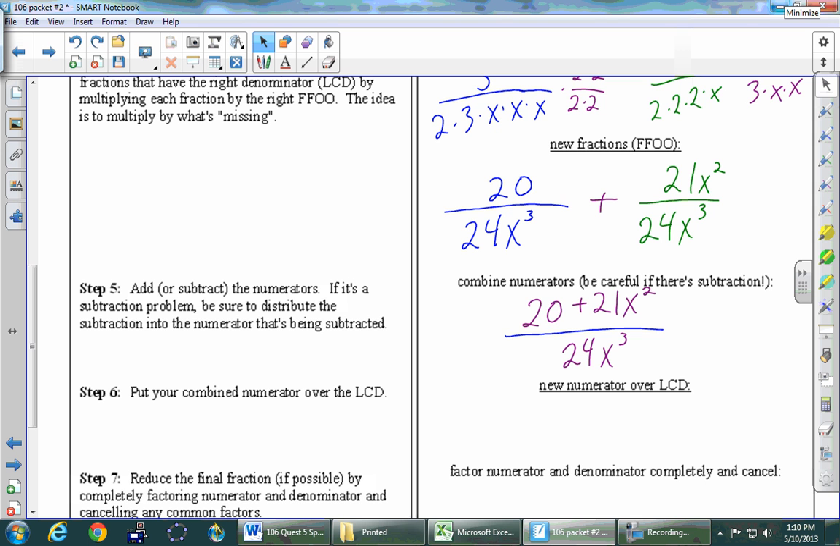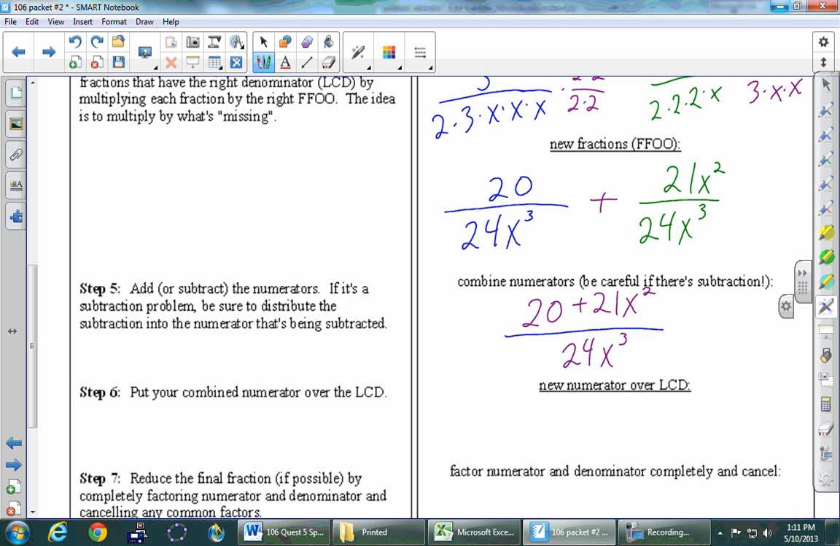Okay. Your choices are upstairs and downstairs. Which one is all multiplication? Downstairs. So if we can cancel something downstairs, downstairs is ready to go. Is upstairs ready to be canceled? No, it's addition. Any addition and subtraction we know we can't cancel. So maybe we can factor. Can you factor anything out upstairs? 20 and 21, nothing goes into them. There's x's in the second one, but none in the first one. We're done. There's nothing to do.